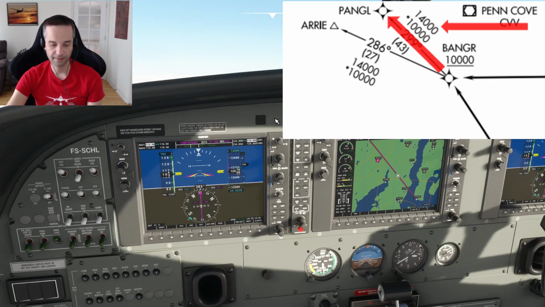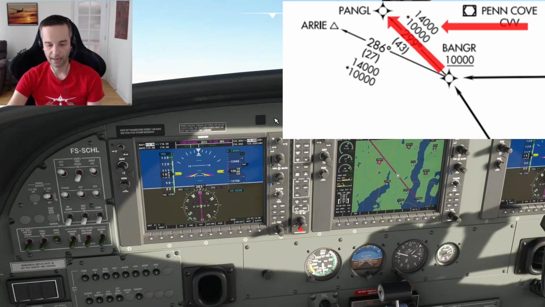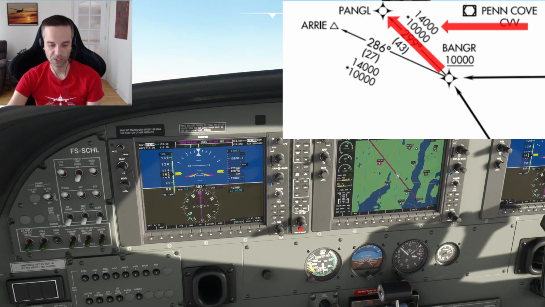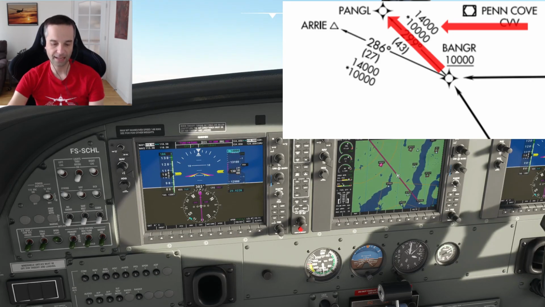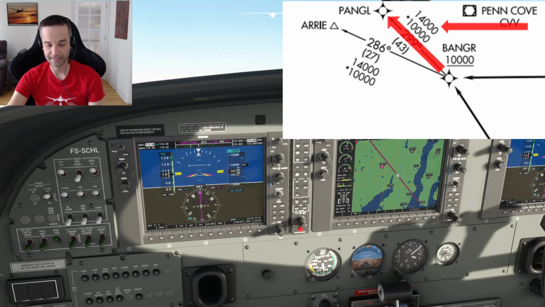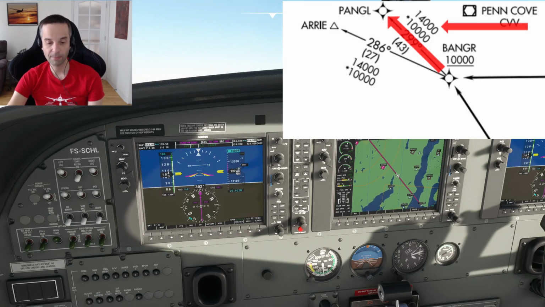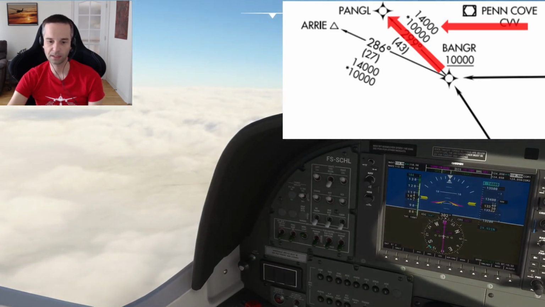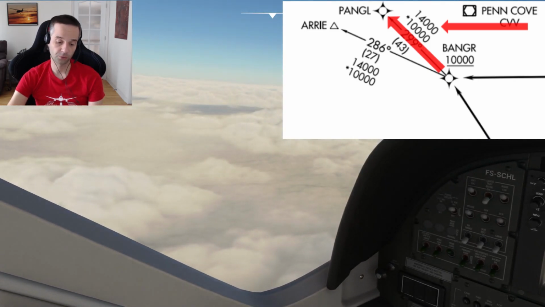So if we look at the information between the Bangor and Pangle waypoint, we obviously have our altitude that we need to be flying at minimum, which is 14,000 feet. You can see below that there's a 10,000 with an asterisk right in front of it. The asterisk is telling us that we need to be at least 10,000 feet to avoid impacting any objects on the ground. That number is called the minimum obstruction clearance altitude, or MOCA for short.